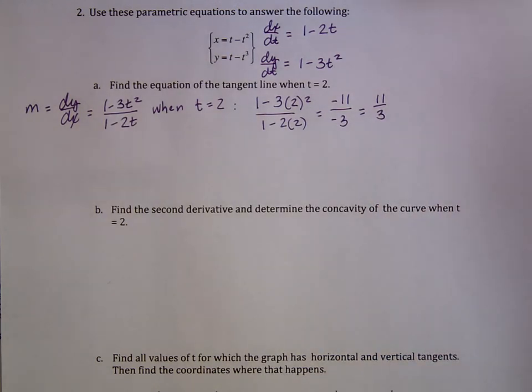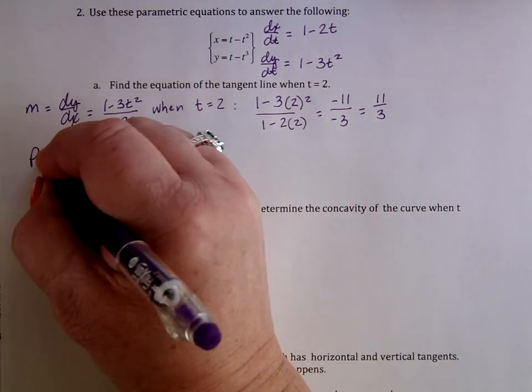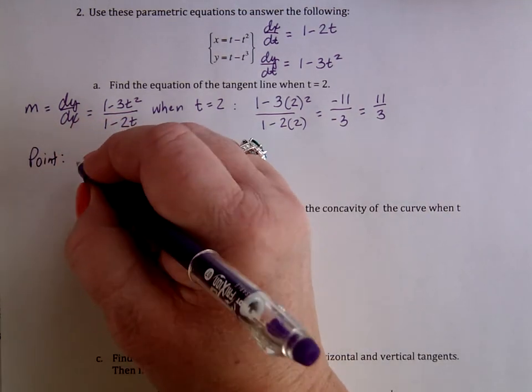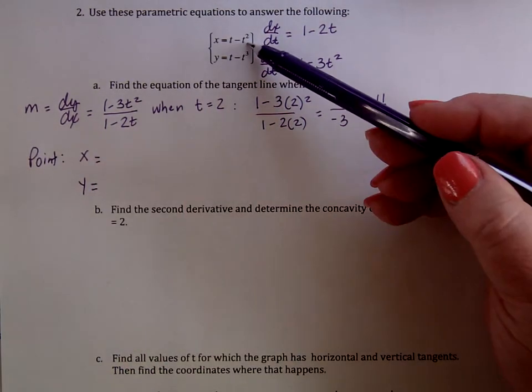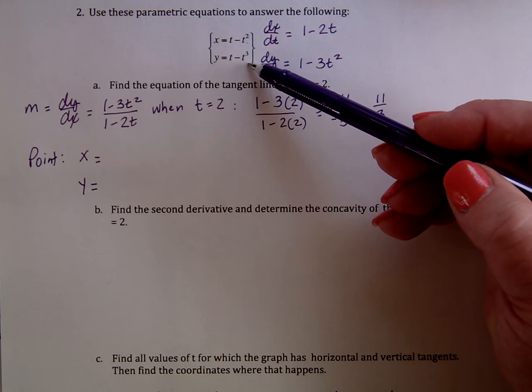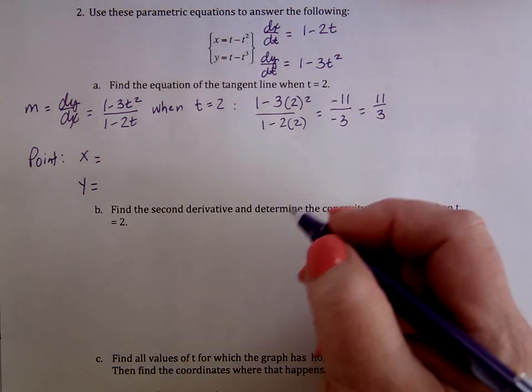So I got half my piece here, but then I need to figure out the other piece, which is the point. So to figure out the point, I need an x value and I need a y value, but I know what the x equation is, and I know what the y equation is, and I know what t is, so I can calculate that out pretty quick.